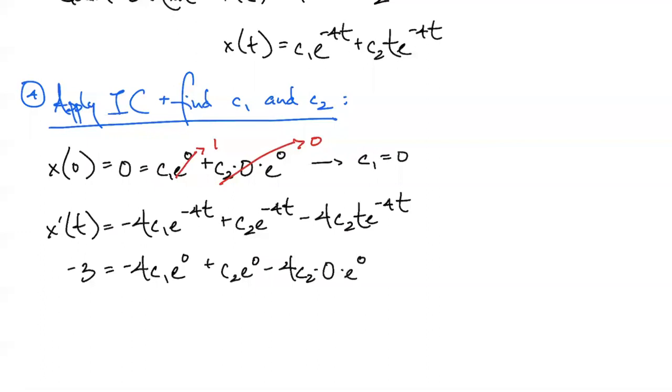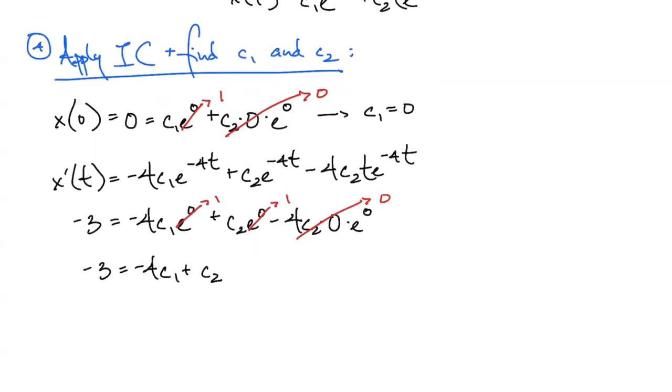And only the term where we multiply by the 0 does that go to 0. Otherwise, this goes to 1, this goes to 1. And we end up with -3 equals -4c1 plus c2. And it is like a system of equations, but we actually already have c1, right? We have c1 as 0. So if we substitute that in, we'll see that c sub 2 equals -3.